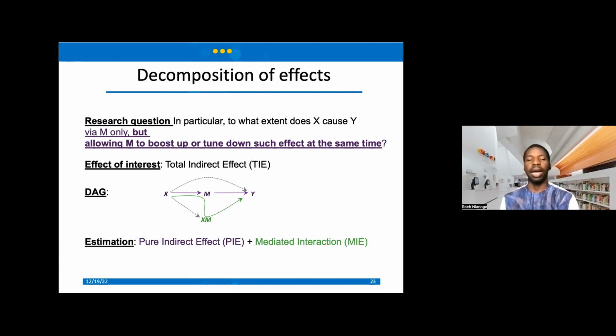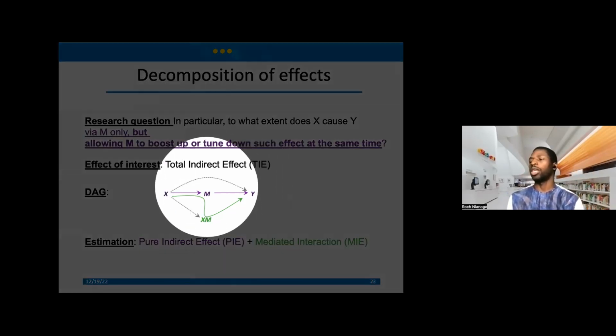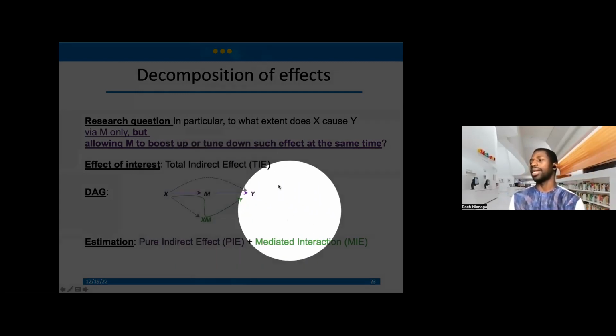All right. And one of the other important decompositions here is what we call the total indirect effect, right? And that total indirect effect is basically answering the question, to what extent does X, ACE, in this case adverse childhood experience, cause cognitive difficulty via psychological resilience, here M, but here again, we allow M to boost up or tune down such effect at the same time, right? And as you might have already recognized, the total indirect effect is going to be equal to the pure indirect effect, which is the purple line here, plus the mediated interaction.